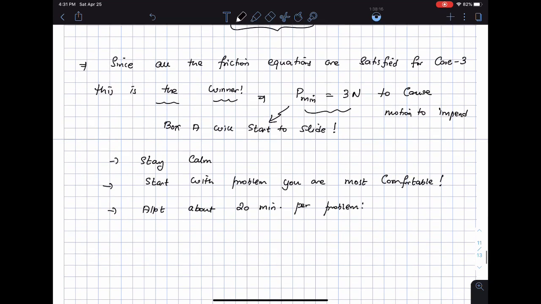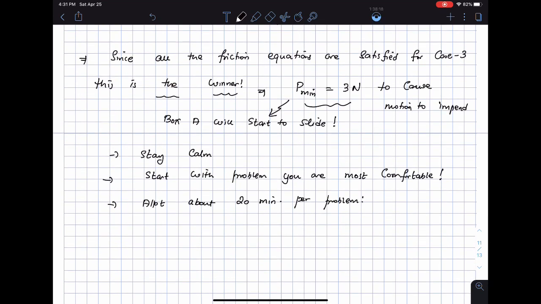And then the basic idea is, if you go past 20 minutes, move on to the next problem, and then come back to the problem where you left off.